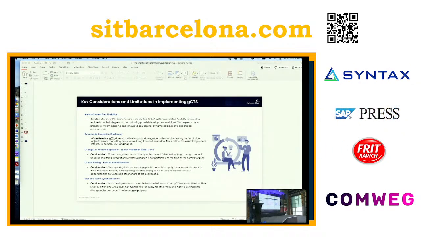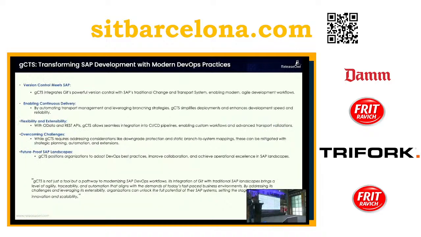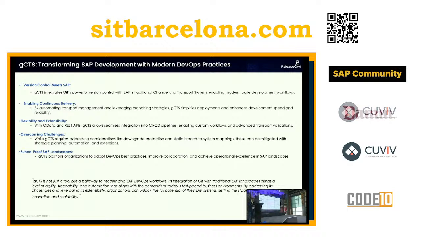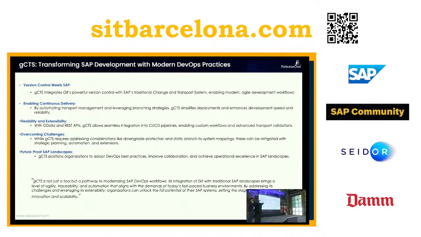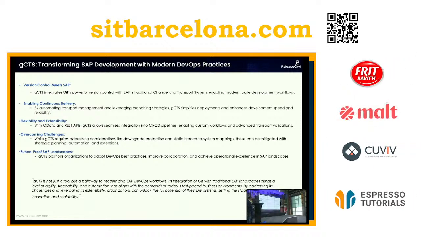So again, this is the knowledge session, so I don't want to take too much into the product. I'm coming to my last slide. As a summary, this is what I just want to restress again. With gCTS, it is about version control meeting SAP, and you can establish a true continuous delivery using gCTS. And with the OData REST APIs, you can pretty much design a comprehensive solution. You have Piper, and Piper also has a lot of gCTS operations. If you have an understanding of Piper, you can set up using Piper as well.